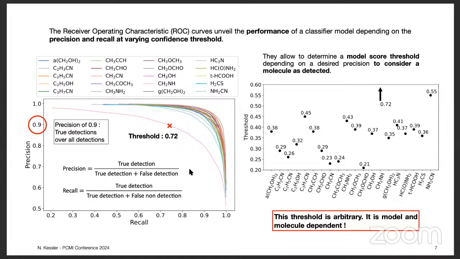This curve also allows us to determine a detection threshold based on a given precision. So for a precision of 0.9, for the same species as before, CH2NH, we will have a threshold of 0.72. If a model score is above it, we can consider the molecule detected. We do this for each species, and it's also very model dependent, so we have to do it each time we have a new model.